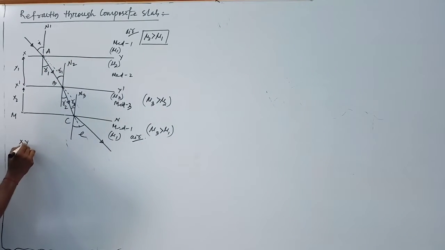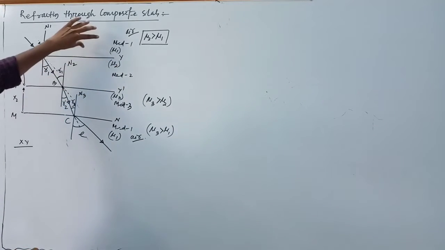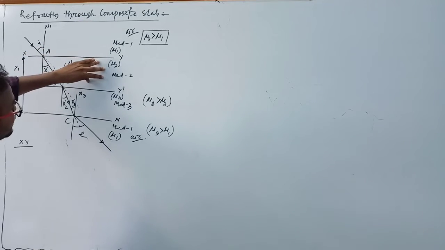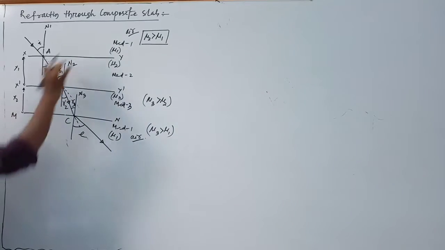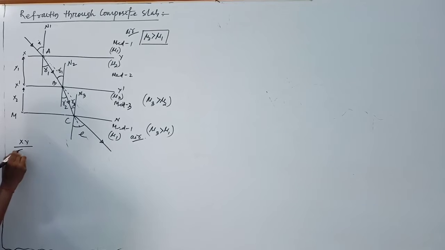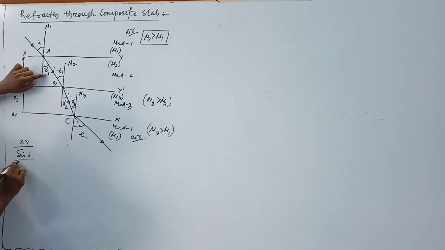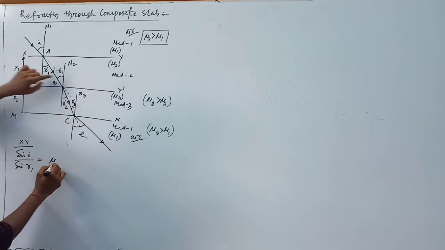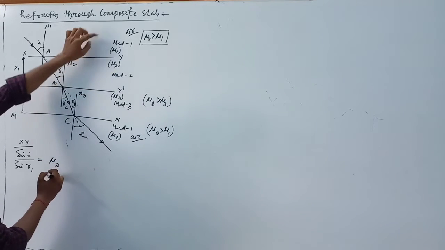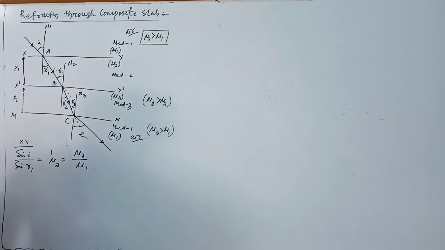First we will discuss the interface XY. For the XY interface, two media are separated. This medium is air and this medium is the denser medium, because mu2 is greater than mu1. If we use Snell's law at this interface, we can write sine of the angle of incidence, here I, divided by sine of the angle of refraction, that is sine R1, equal to mu2, the refractive index 2, with respect to mu1, that is mu2 divided by mu1. This is equation number 1.